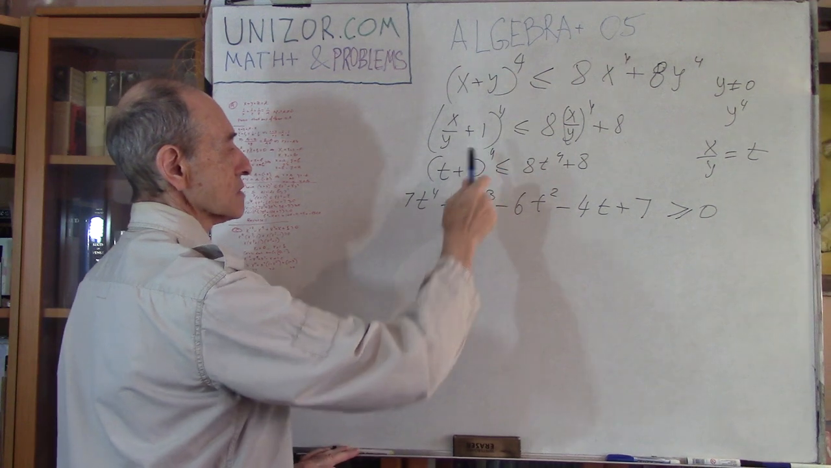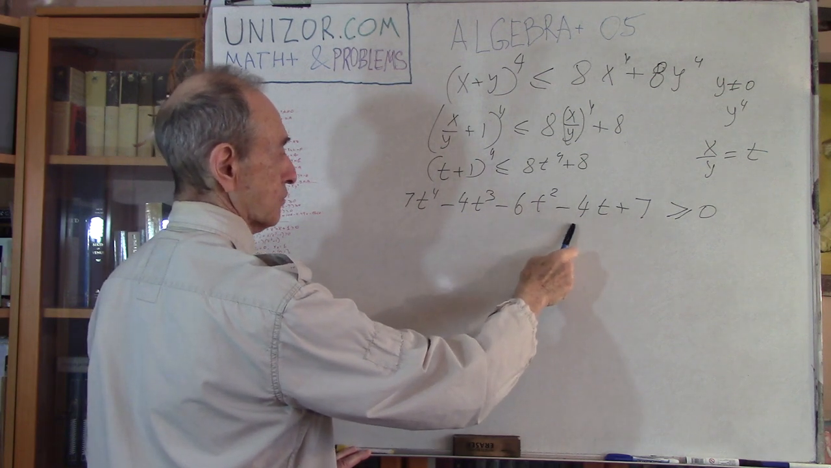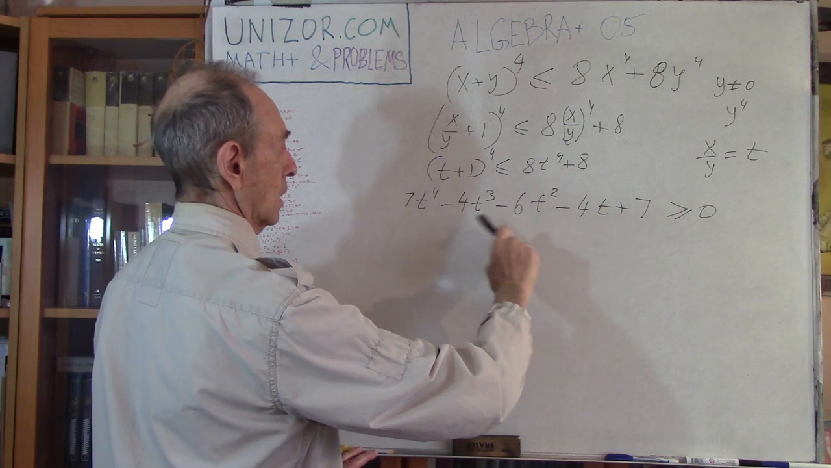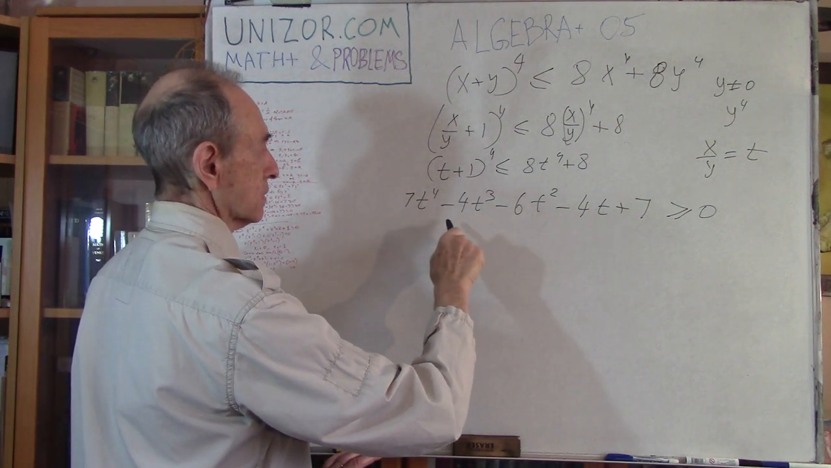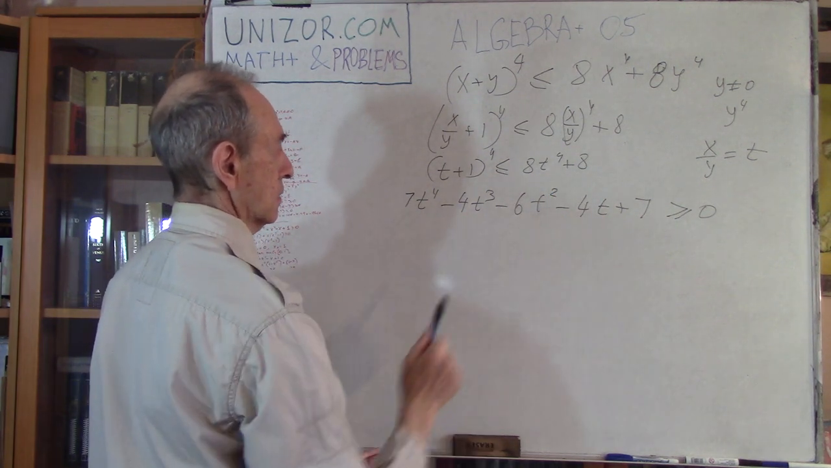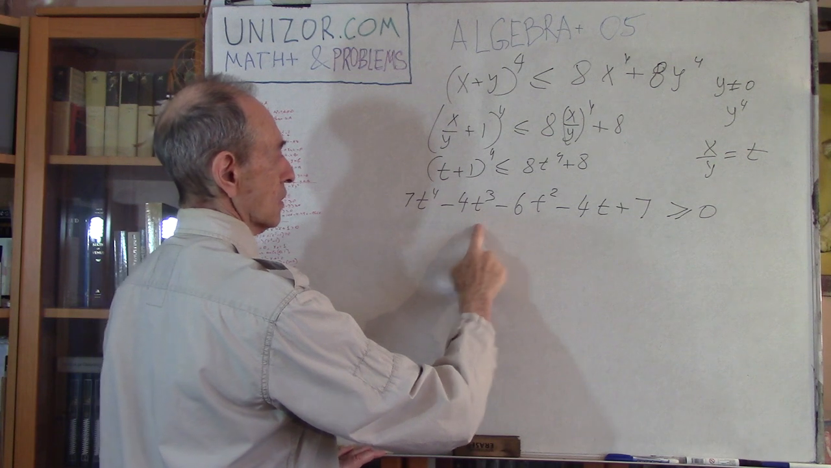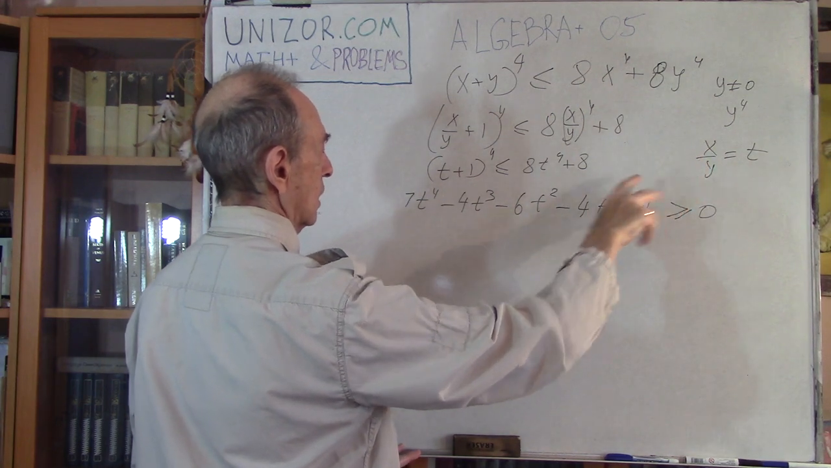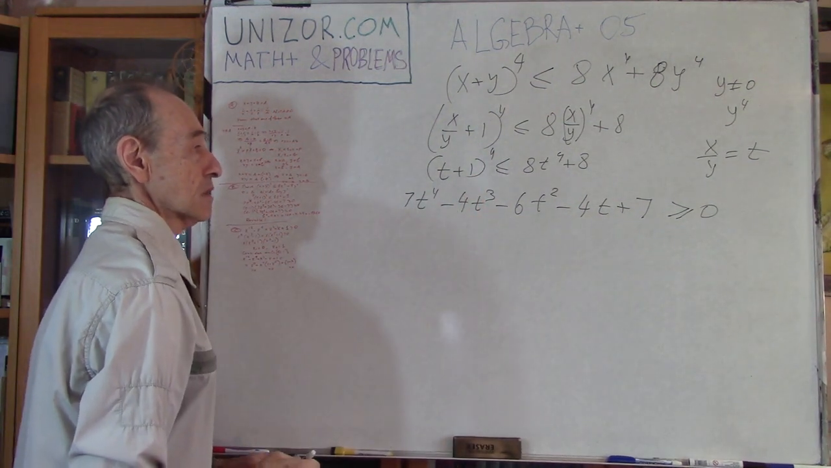Now (t+1) to the 4th would be t to the 4th plus 4t cubed plus 6t squared plus 4t plus 1, and then I will subtract this from this part, and that's what I will get here. Right: t to the 4th plus 4t cubed plus 6t squared plus 4t plus 1. If I transfer it to this one, the first and the second would be 7 and 7, and everything else is left with a minus sign.